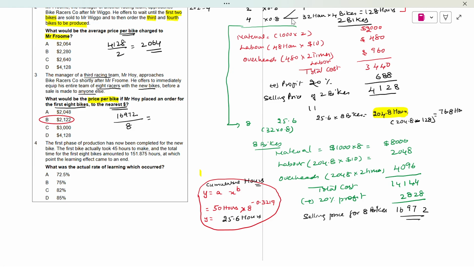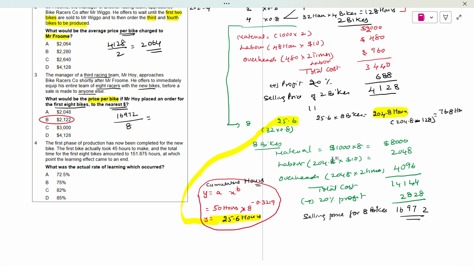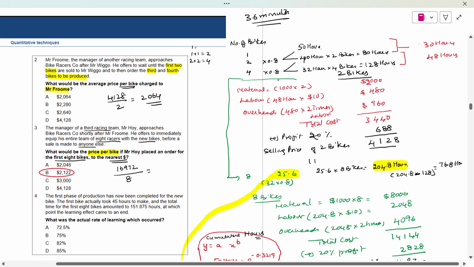Here this and this are the same. These are the same. Yes. Then we use this, and then we multiplied by 8 the amount of bikes, because we got the hours for one bike. And then we get the total amount of hours. Since we have the total amount, for material, labor, and overhead, we get the total cost. So we can use the formula.